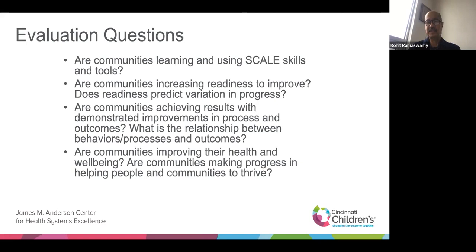Are they acquiring those kinds of skills? And then the last two questions were more related to outcomes. As we are beginning to build these skills, what is happening in these communities? Can we correlate what's happening in terms of the capacity that is being built to the outcomes that they're interested in? And finally, at the end, are they actually improving their health and well-being?